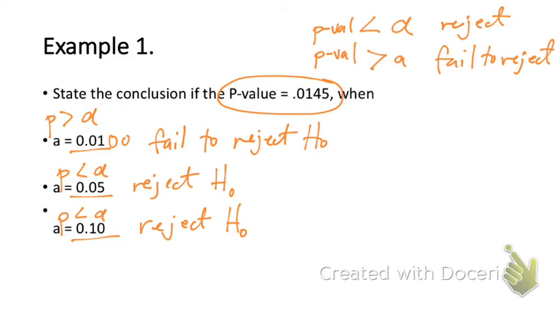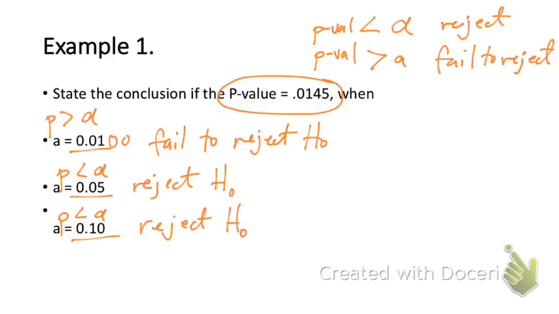Okay, next one, example 2. This one is asking to draw and shade the curve and calculate the p-value. So it's wanting us to calculate the p-value from the test statistic and then state the decision. For part A, I have a right tail test. What's that mean? Tails to the right. It means it's a greater than. And the test statistic is 1.23.